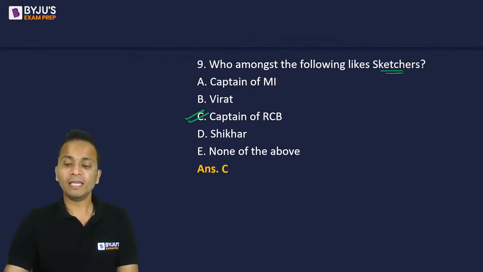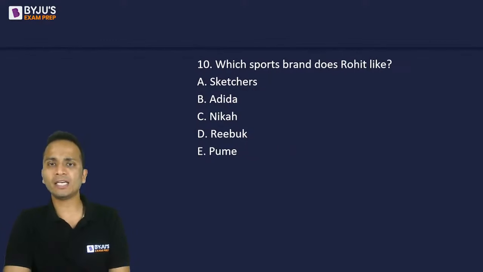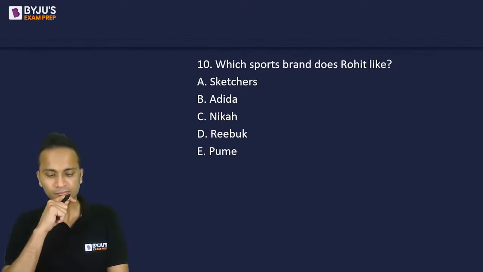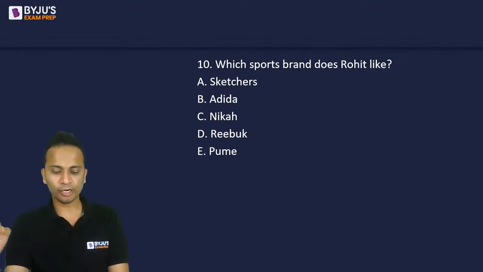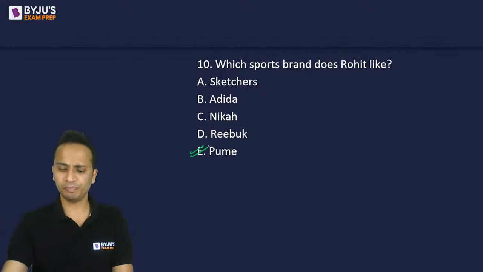Okay. Last question of this set. Then we'll have some independent questions. Which sports brand does Rohit like? Absolutely, Harsh. Good. So again, according to the table, Puma is the sports brand liked by Rohit. So the correct answer should be option E.